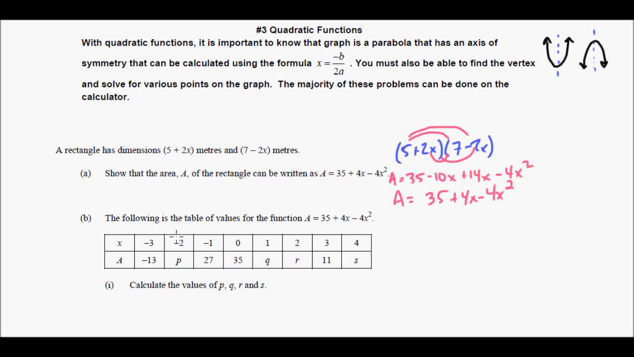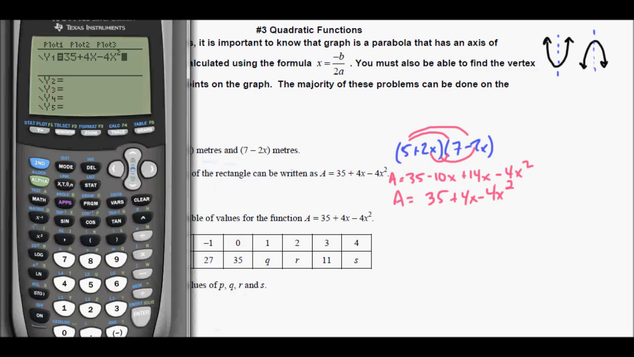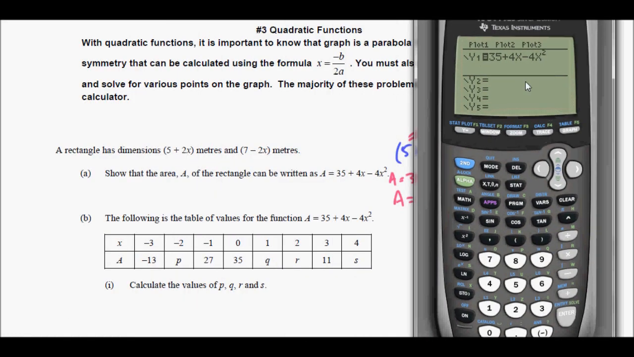Now the following table is a table of values for the function. Here's x and here's a. Okay, no problem. Calculate the values of p, q, r, and s. Well, this is really simple. All we have to do is look at a table of values on the calculator. I have already typed in the equation here, and I'm just going to go to second table and go through. It starts at x equals negative 3. Negative 2 would be 11, 1 would be 35, 2 would be 27, and 4 would be what? Negative 13.